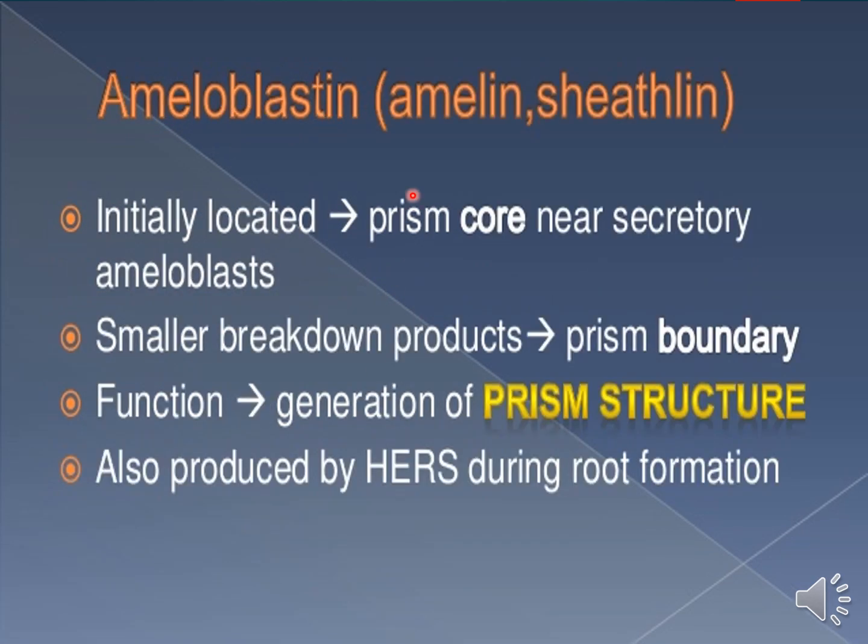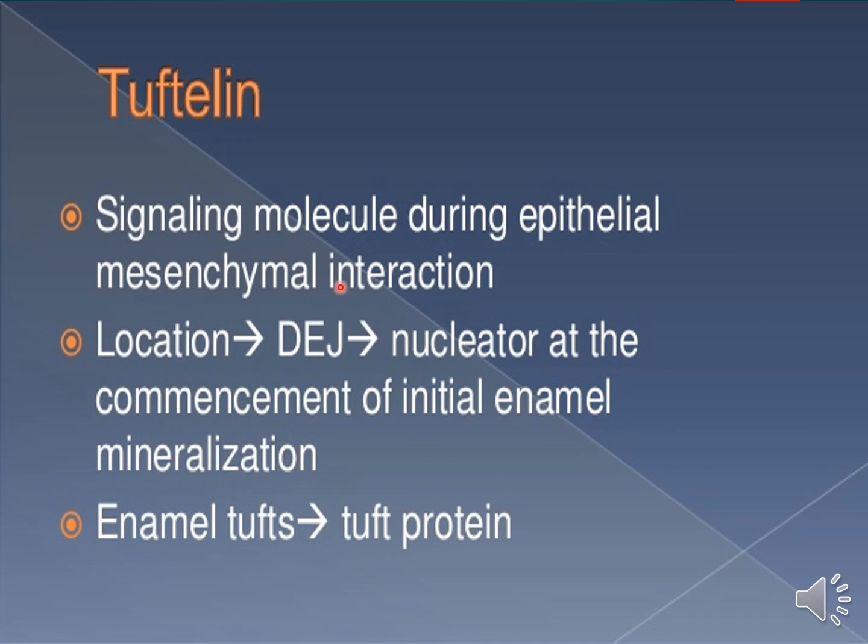Ameloblastin, otherwise called amelin or sheathlin, is initially located in the prism core. Its main function is generation of the prism structure. It is also produced by Hertwig's epithelial root sheath during root formation. Tuftelin is another enamel protein, to a minor extent. Tuftelin is a signaling molecule during the epithelial mesenchymal interaction, mainly located in the dentino-enamel junction, and it acts as a nucleator at the commencement of initial enamel mineralization.